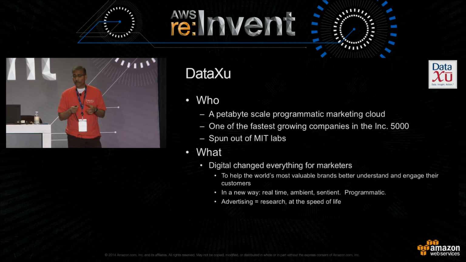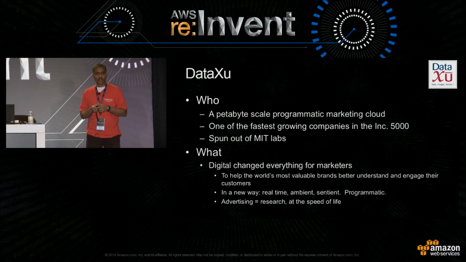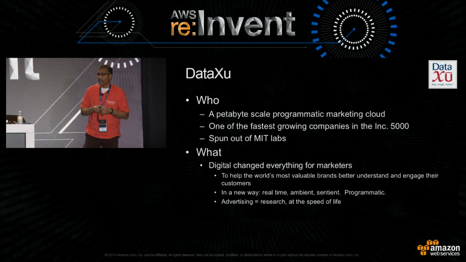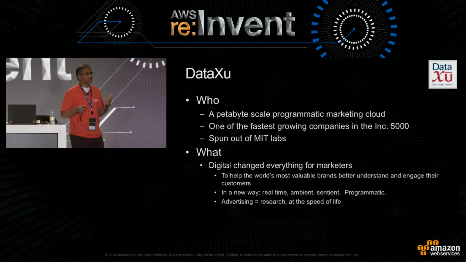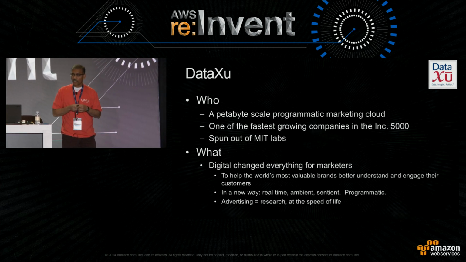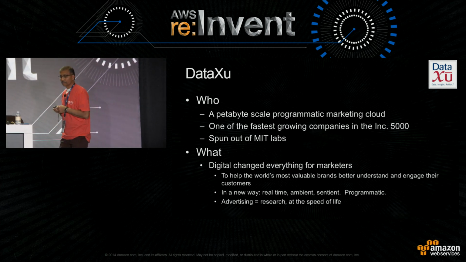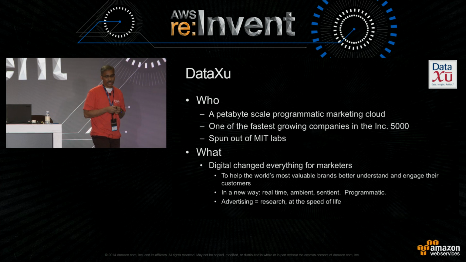And we operate at a large scale. Just last week, we hit 1.2 million ad requests a second. We make billions of ad decisions a day. We process petabytes of data. We have globally about 3,000 servers deployed, and we collect about 15 terabytes of log data that we are pumping in through the Amazon cloud. We are listed as one of the fastest growing companies in the Inc. 5000. We were born out of MIT labs.